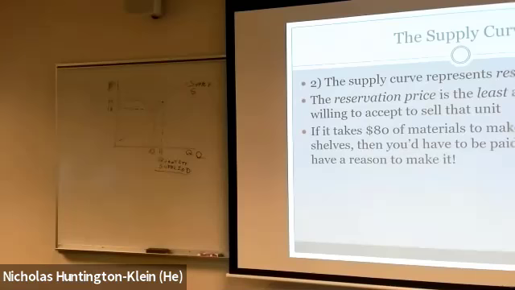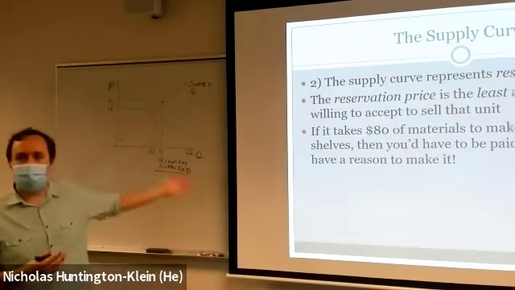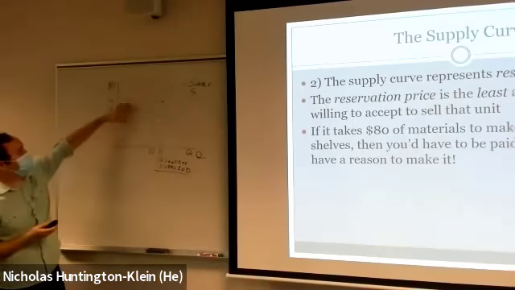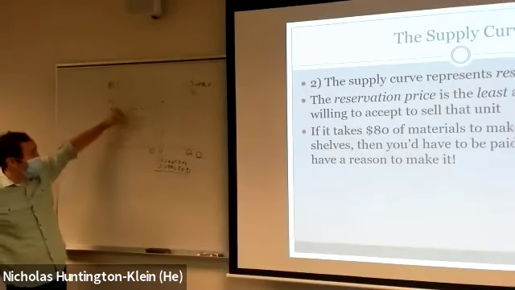Next, the supply curve represents the reservation price or the marginal cost. I already talked about how it represents the marginal cost. Reservation price, again, is the worst price that you'd be willing to accept. So if your cost, let's look again here. And this also is going to apply to the demand curve.